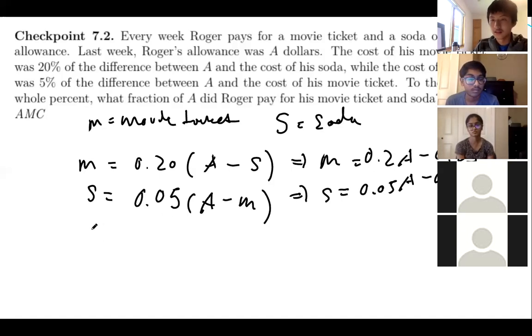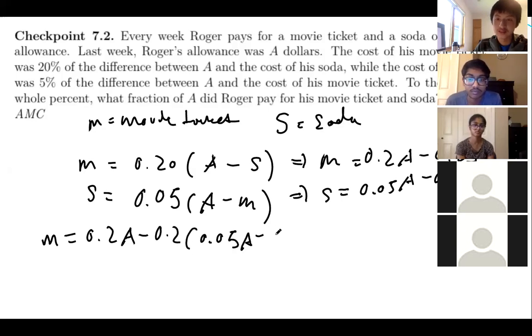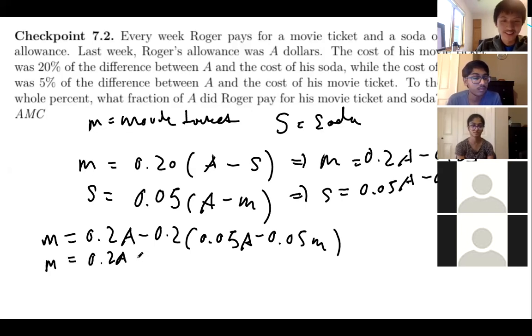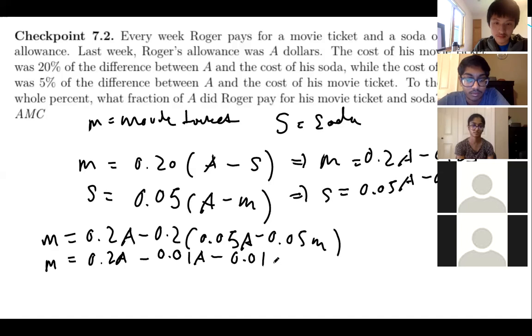So M equals 0.2A minus 0.2 times 0.05A minus 0.05M, and M equals 0.2A minus... So yeah, because I'm running out of space.